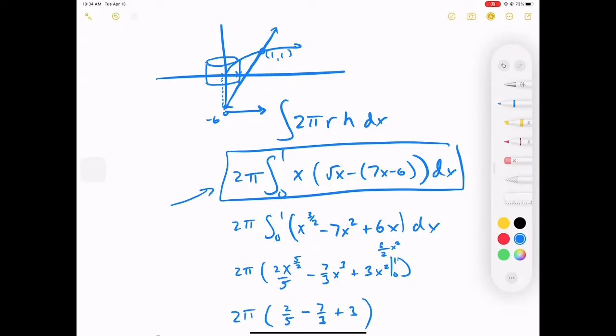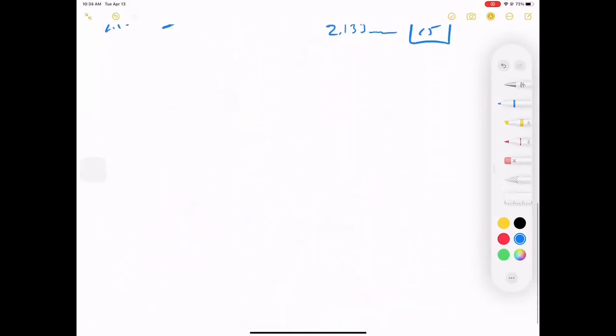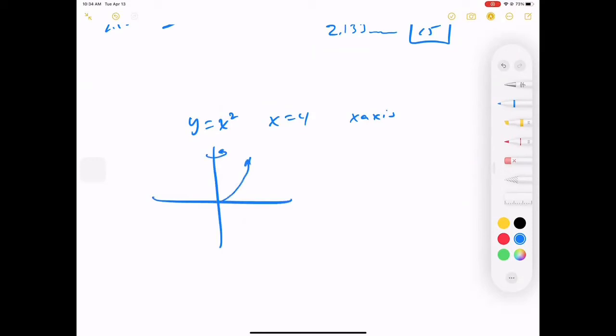Okay, let's do number 16. Let R be the region enclosed by the graph. Okay, we have a couple things that we're enclosing by: y is equal to x squared, the line x is equal to 4, and the x-axis. Which of the following gives the best approximation of the volume of the solid generated when R is revolved around the y-axis? Okay, so we're going to revolve around this y-axis. We have a parabola. We're going to stop at 4, and the x-axis, so right here. So we are talking about this shape here.